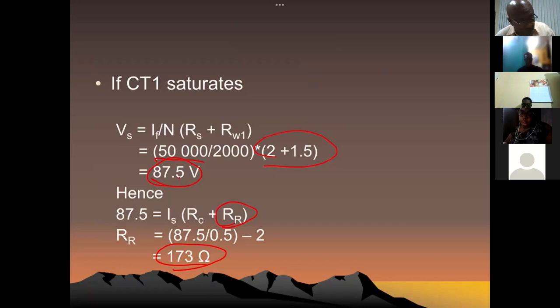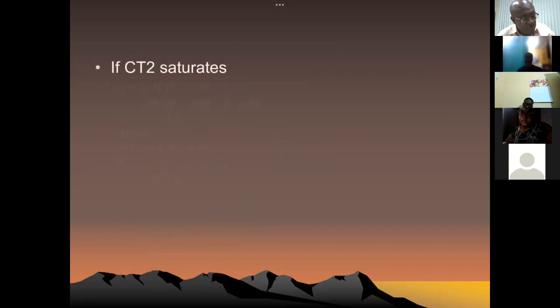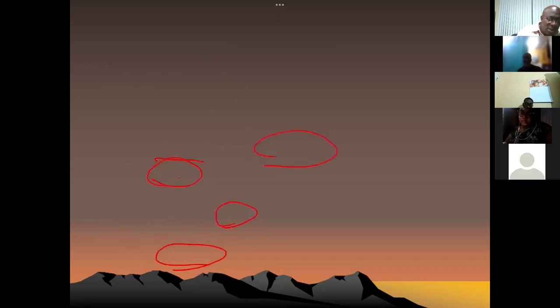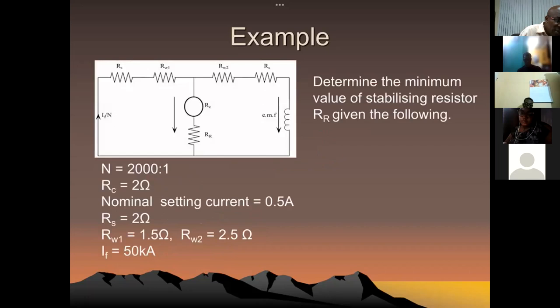All right, now we then have to look at CT2. If CT2 saturates, then again, we find Vs. So now it's on the other side. Let me just make sure that we are on the same page. Initially, this will be CT1 saturating. Now we are saying if CT2 saturates, then IFN, because remember, it's the same fault current, and it's a through fault current. So the same IF would be on the other side, all right?